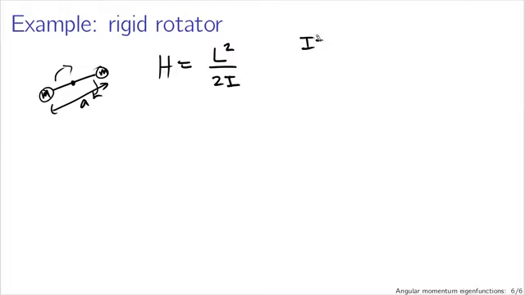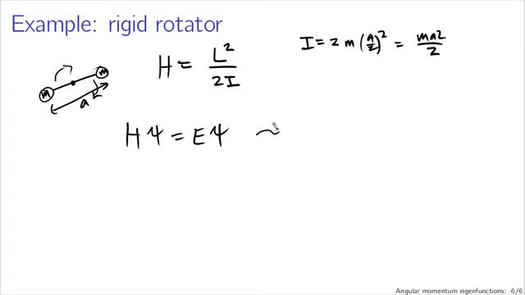The moment of inertia here, I, is going to be 2, since I have two masses, times mr squared, essentially, so the mass times the radius squared, which is going to be a over 2 squared. So this is going to be ma squared over 2 for my moment of inertia. The time-independent Schrödinger equation then becomes H times my wave function is E times my wave function. That's my original. When I substitute in the specific definition of the Hamiltonian here, I have L squared, my squared angular momentum operator, divided by twice my moment of inertia, which is just ma squared. I have an over 2 here, and I have a 2 here, and they cancel each other out.